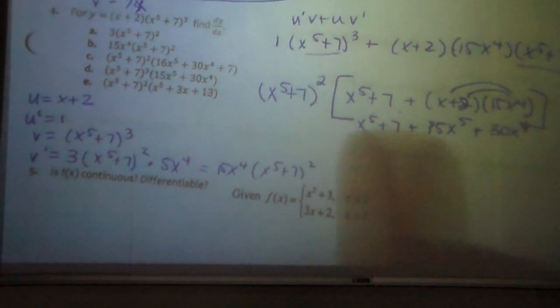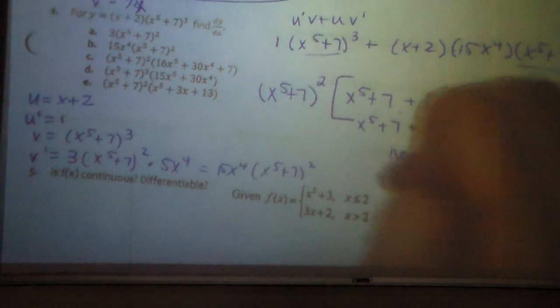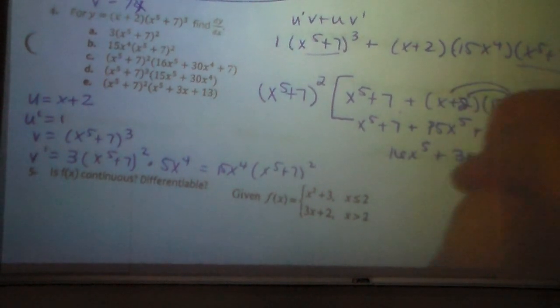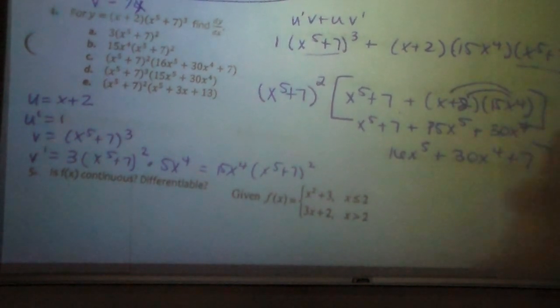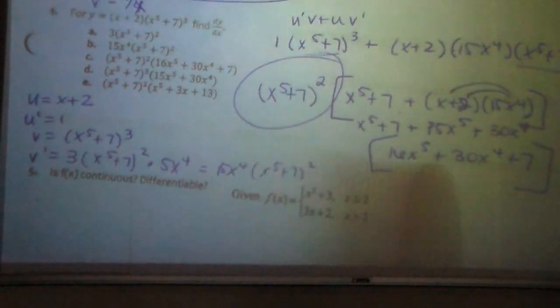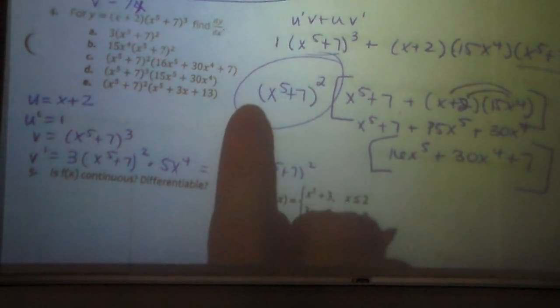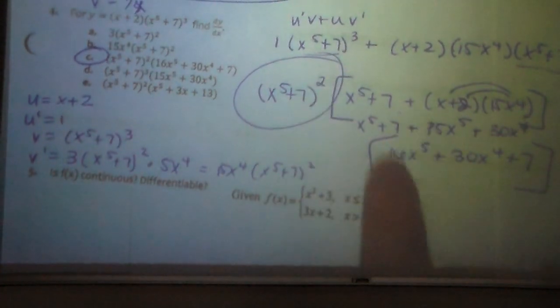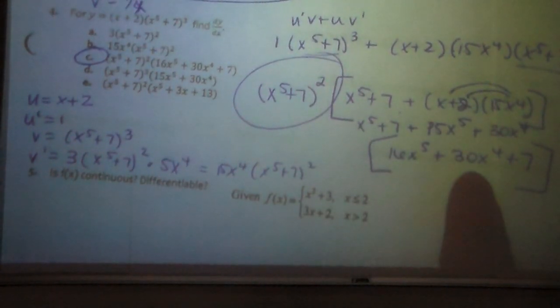These two are combining because they are like terms, so that's 16x to the 5th plus 30x to the 4th plus 7. And then of course I still have this out front. So the answer that has that is C. (x to the 5th plus 7) squared times (16x to the 5th plus 30x to the 4th plus 7).